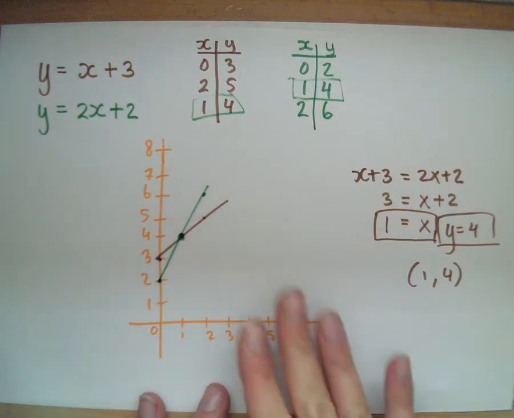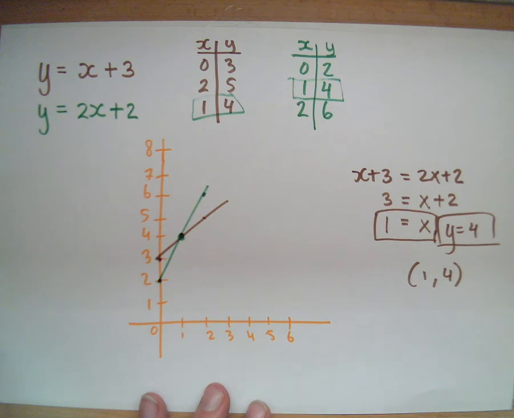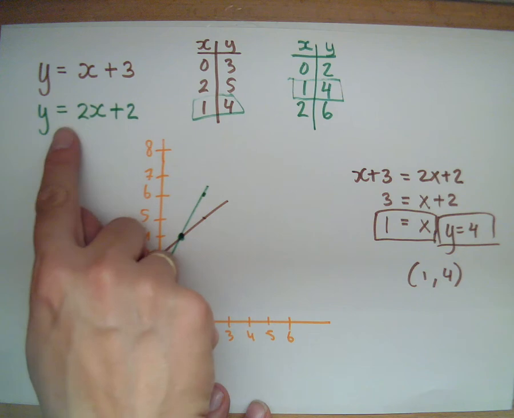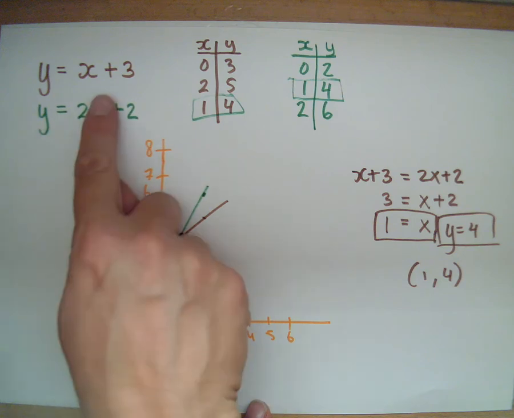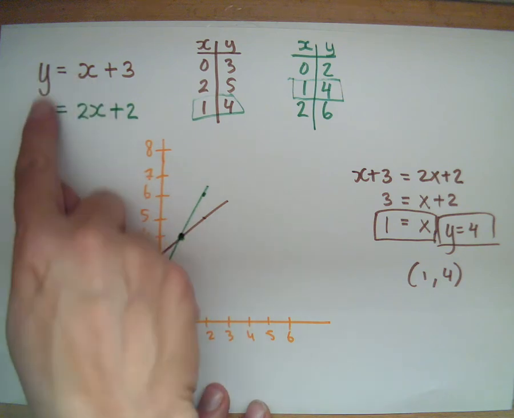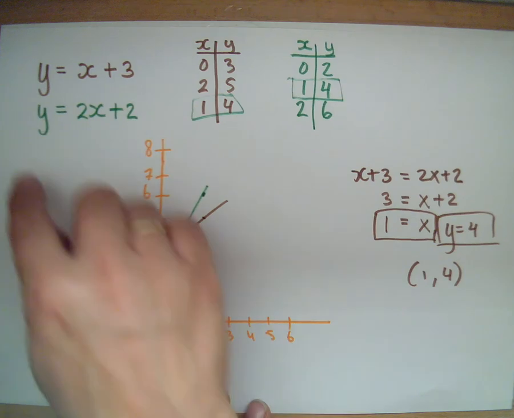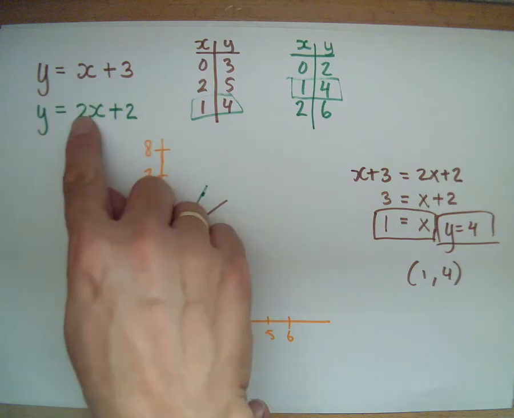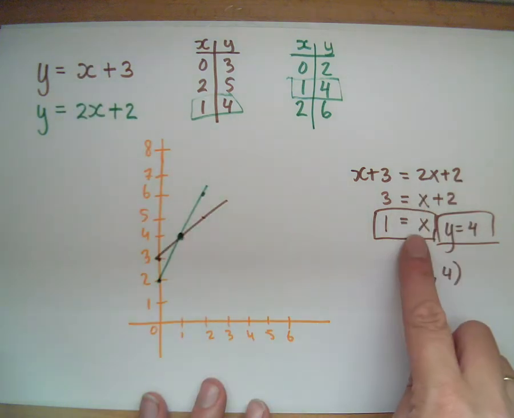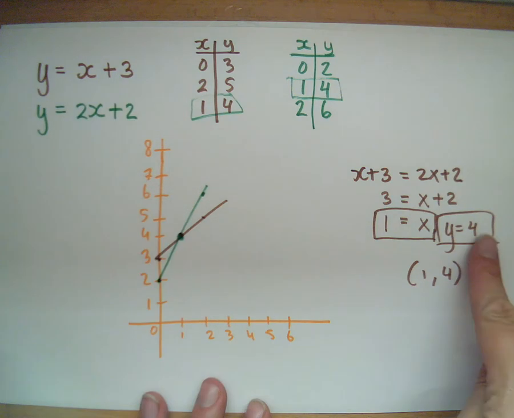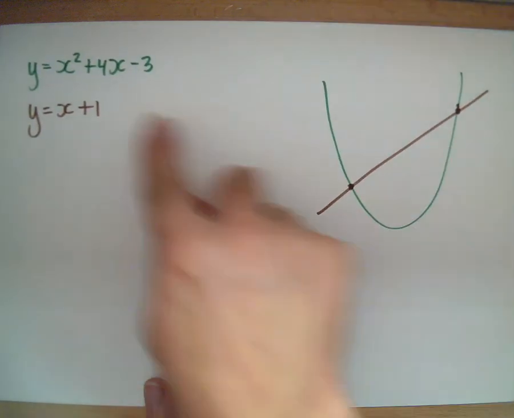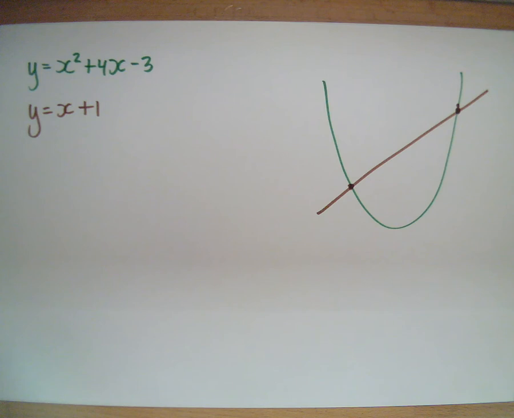But solving this using simultaneous equations, we remember we just set them equal to each other. We're going to say the y values are going to be equal where they intersect. So we set this equal to that, like we did here, solve for x, then plug that in to find the corresponding y value, right? Now we're going to do that where one of the equations is quadratic. This green one is, right?